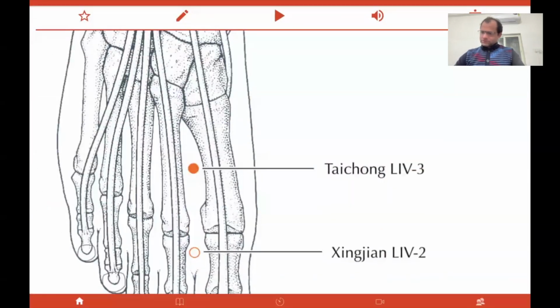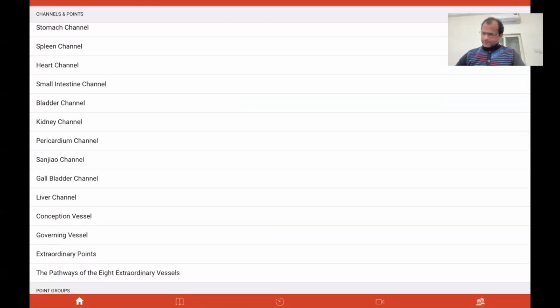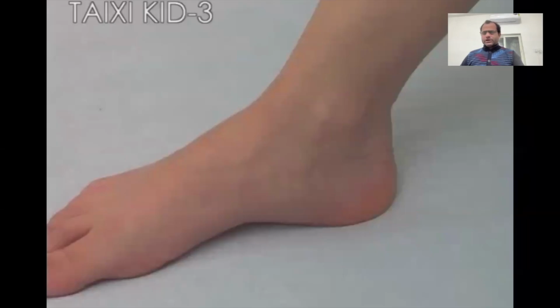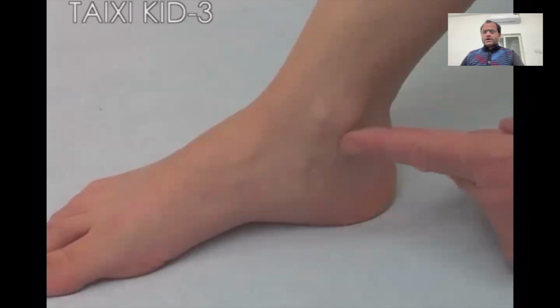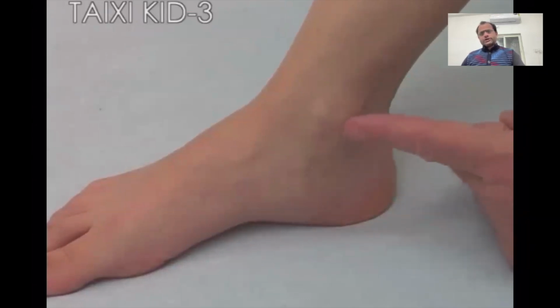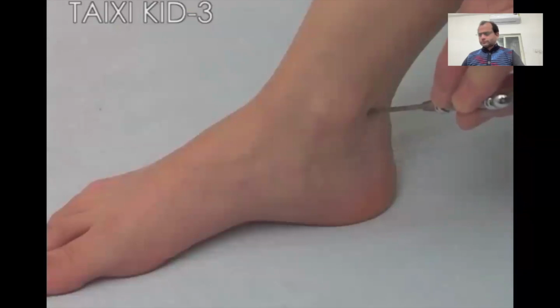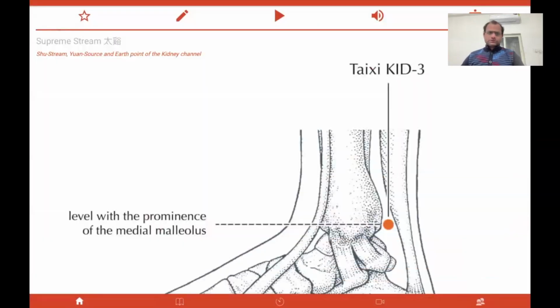The second pulse is the lower leg. We said lower leg pulse means Kidney 3. We keep our finger on Kidney 3 and find the pulse here. This will tell the condition of the kidney. If the kidney is deficient, the pulse will be very feeble. Okay, so this is the middle leg pulse.